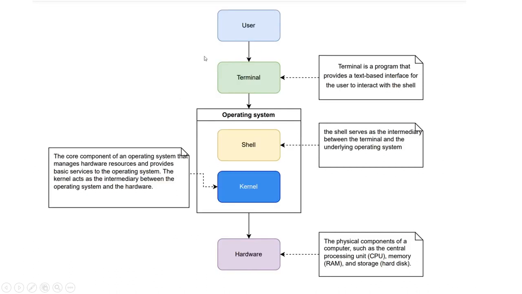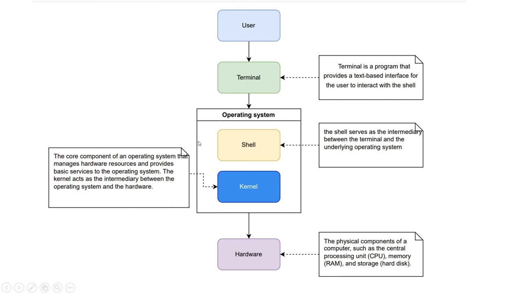Okay, so here there is a diagram. In this diagram, this is the user. The user will use the terminal. The terminal is a program that provides a text-based interface for the user to interact with the shell. So in the terminal you type the command. That command you type in the terminal will go to the shell, and the shell will take that command and execute it in the system, and then give the output to the terminal to display it to the user.